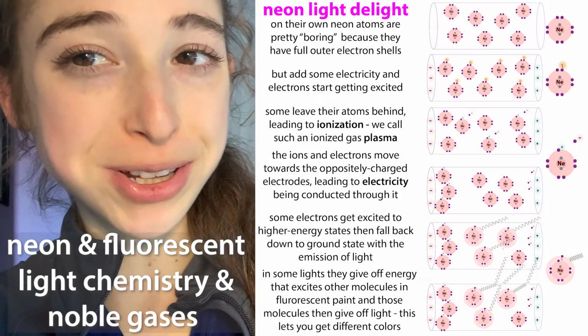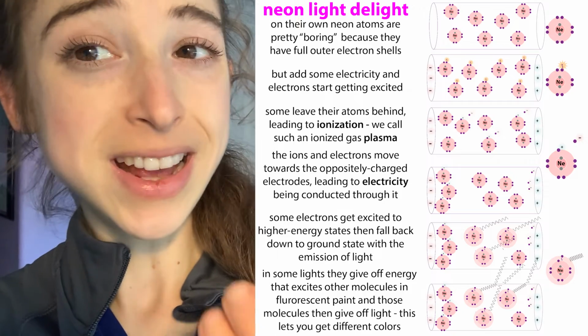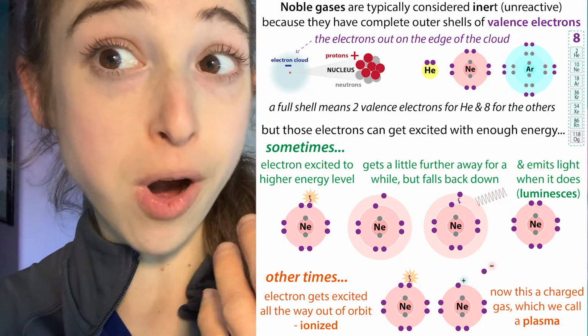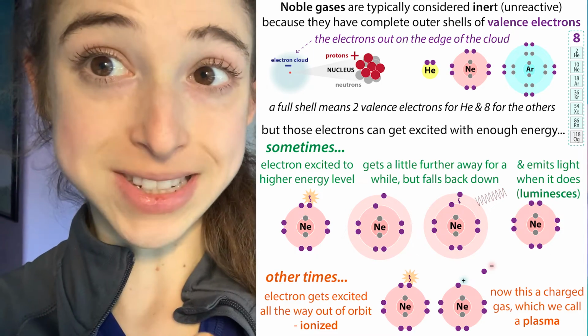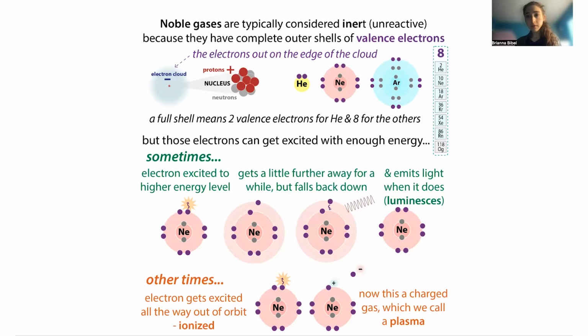Neon lights may bring you delight, but there's probably not neon in those lights anymore. Instead, there's probably something like argon. So today we're gonna talk about noble gases, neon, and fluorescent lights. And so let's dive in. So start with a quick overview and then I'll back up and go through the details.